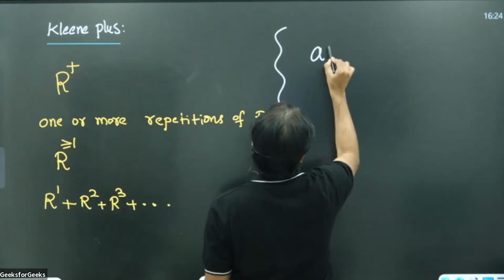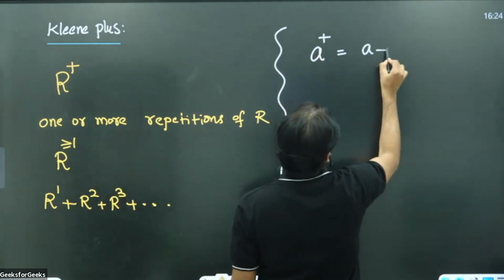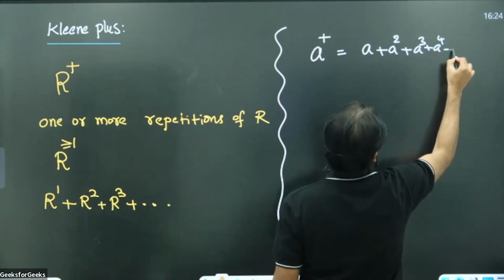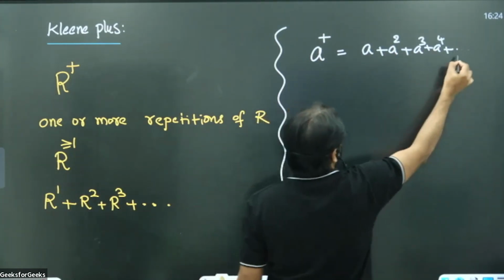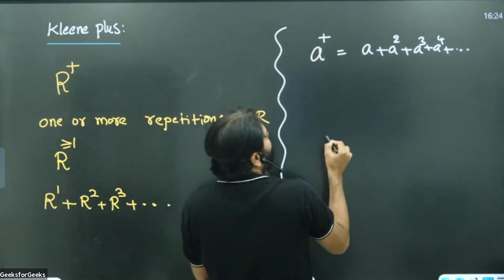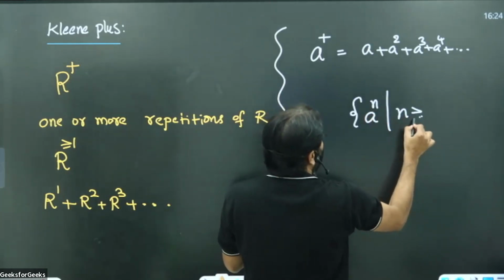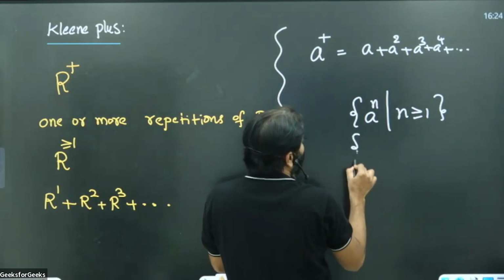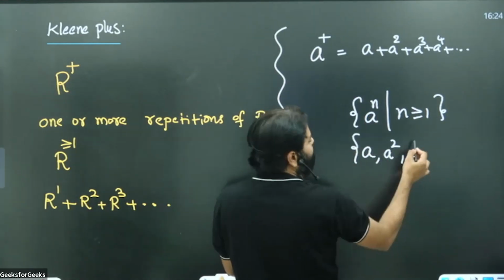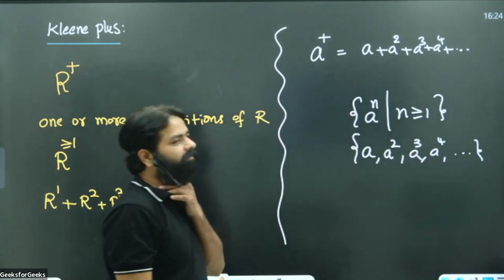What is the difference between A star and A plus? A plus means you will be having A or A square or A power 3 or A power 4 and so on. Just A power 0 will not be there as it is a plus, correct? If you want to represent it in mathematical notation, A power n such that n is greater than or equal to 1. So you will be having A power 1, A power 2. Power 1, no need to write 1. Obviously it is 1 by default. Got it?